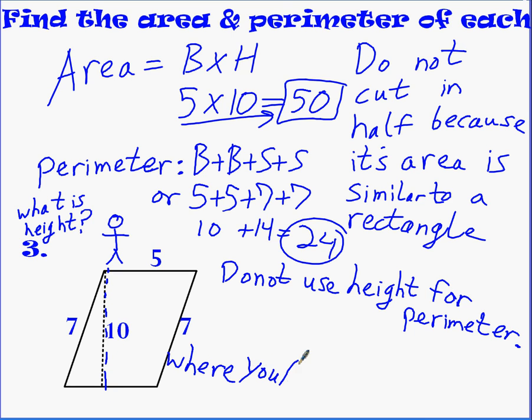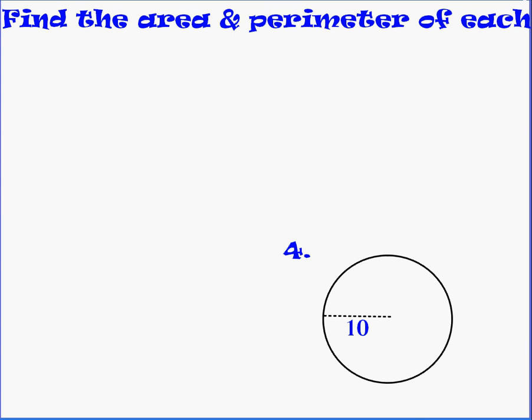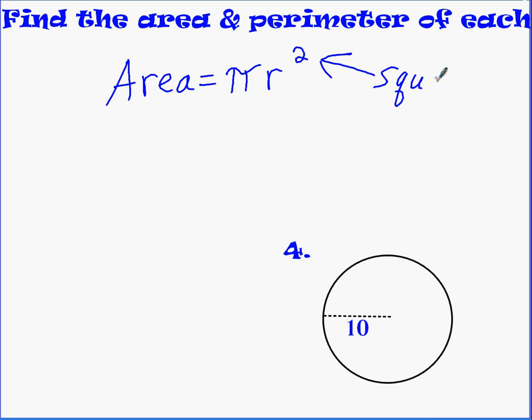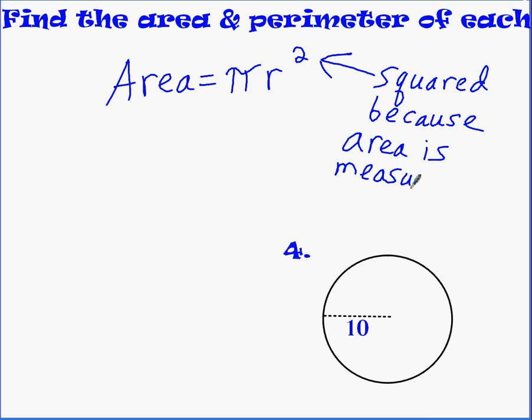So that's parallelograms. In circles, there's this magical thing called pi. So finding the area of a circle is pi times the radius squared, which the radius is from the center out to the edge. The diameter is 2 radiuses, or radii. The diameter is from one side of the circle all the way to the other. Again, the way to remember finding the area of a circle is pi times radius squared. It's squared because area is measured in units squared.